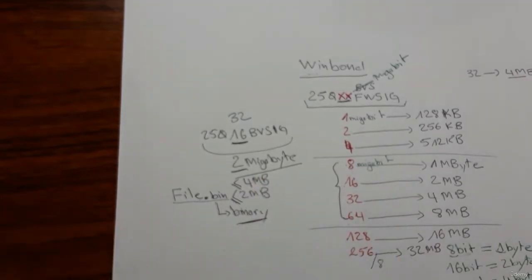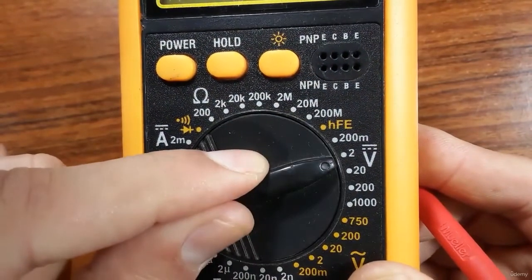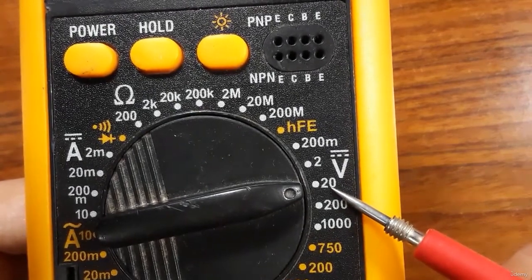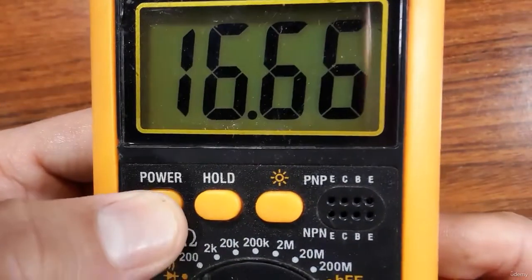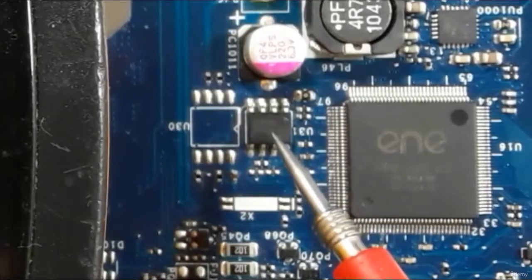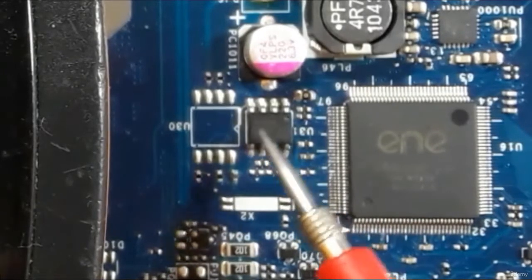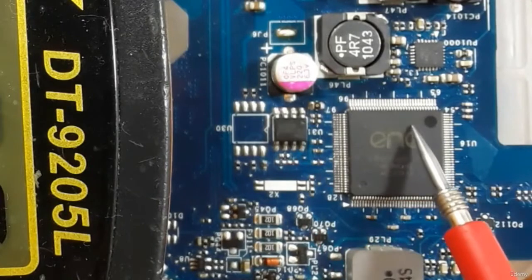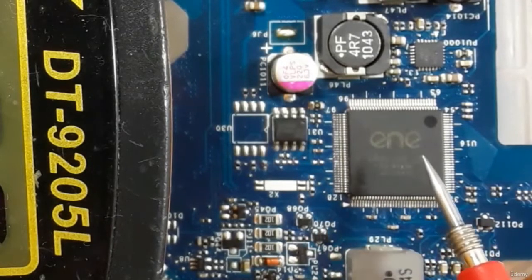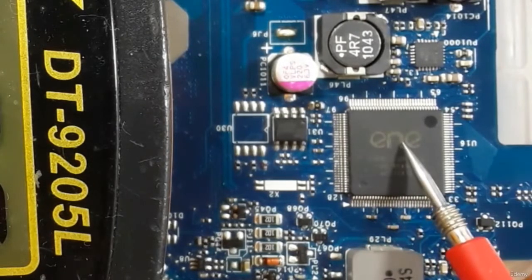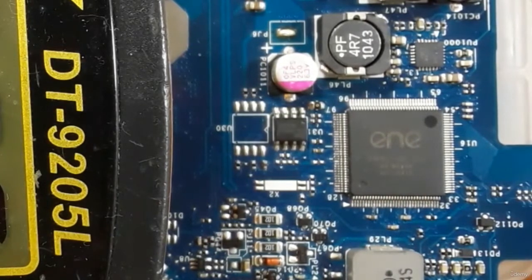Okay, so first you should put the multimeter on DC voltage, 20 volts, and then press the power button. As you can see here, for example, in this motherboard, this is the BIOS chip with 8 pins. Usually the BIOS is near the super IO or near the ICH.